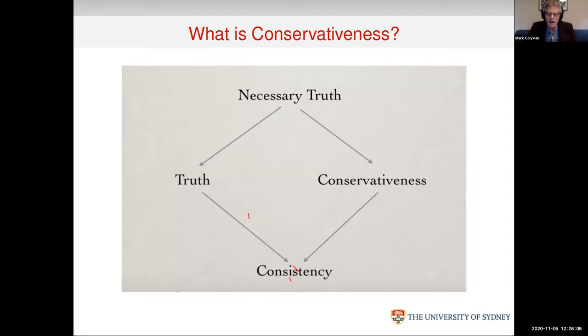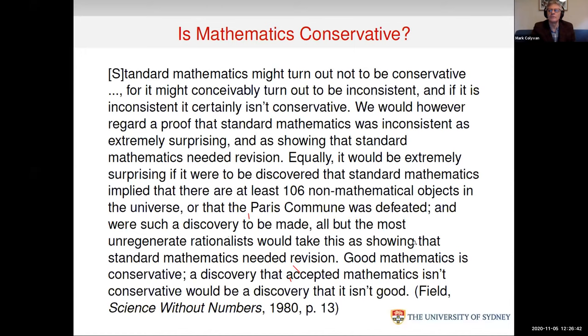He says in a couple of places, you can think of conservativeness as being like necessary truth, but without the truth, right? It's more than consistency, but less than necessary truth, but it's not true. So that's a sort of relational diagram to show where conservativeness sits in this. So if something's not consistent, then it's not conservative. But if something's necessarily true, that implies that it's both true and conservative, but you can have this conservativeness without it being true. So here's a quote from Hartree.